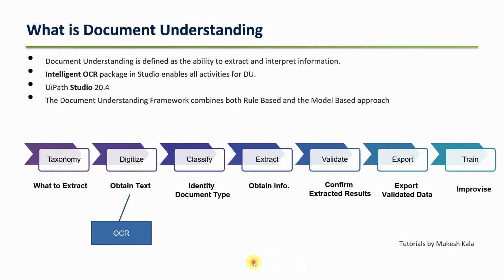Whenever we talk about Document Understanding, I just told you that first we need to click on the Taxonomy Manager. That means there is a term called taxonomy. But what exactly is that, and how do we get started with it? We'll go through everything in a step-by-step manner. What you are seeing on the lower side of the screen is the life cycle of the Document Understanding project. These are the stages: taxonomy, digitize, classify, extract, validate, export, and train.